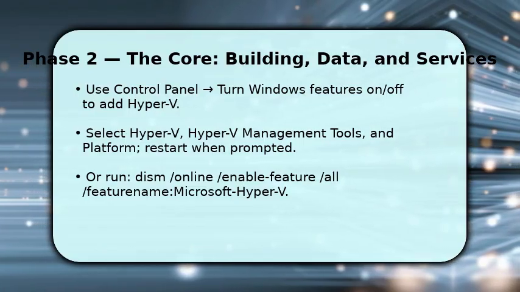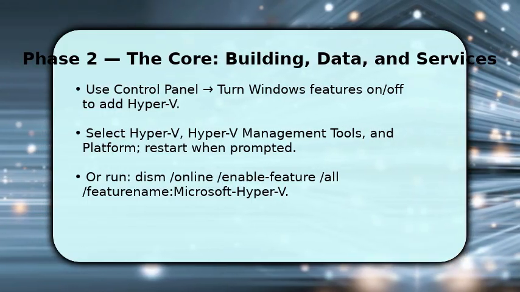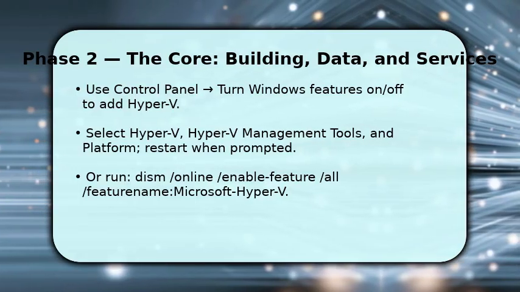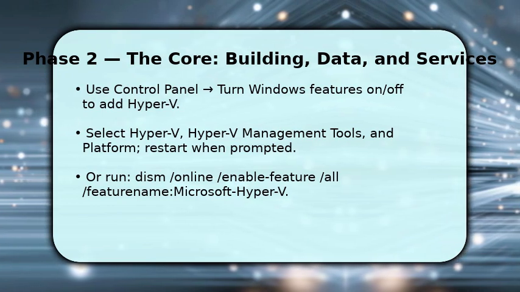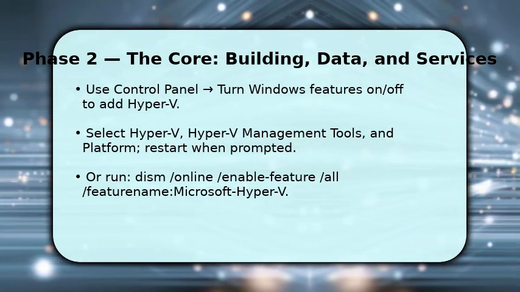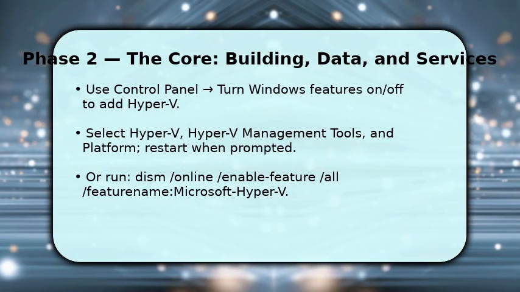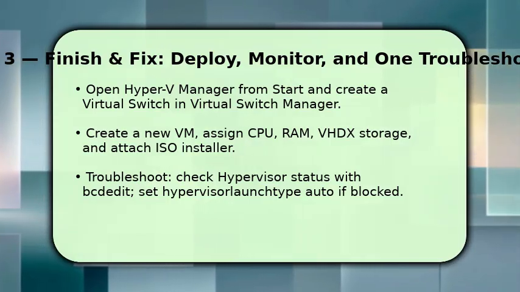If you prefer the command line, run dism as admin. dism /online /enable-feature /all /featurename:Microsoft-Hyper-V, and reboot. This installs the hypervisor and tools needed to create and manage VMs, so you can run virtual machines efficiently with hardware support.